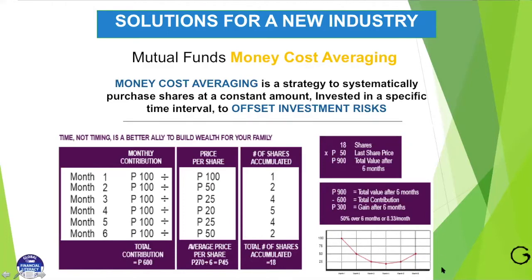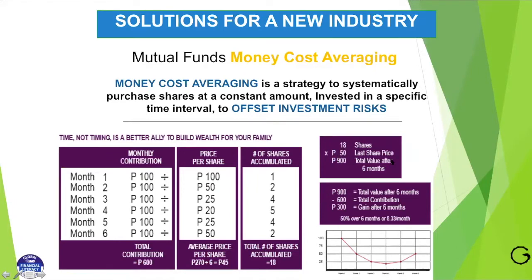So ang mangyayari dyan is that you will accumulate stocks. You will accumulate shares. Okay. So dito sa example natin, you will have 18 shares. If you multiply that by 50, because at the 6th month, the price per share is 50.